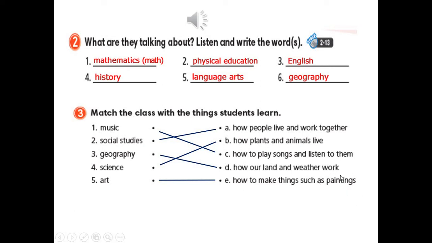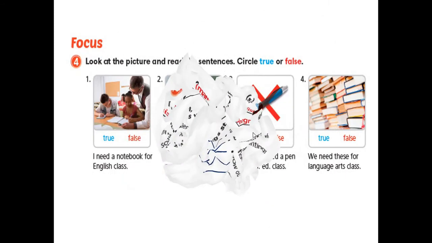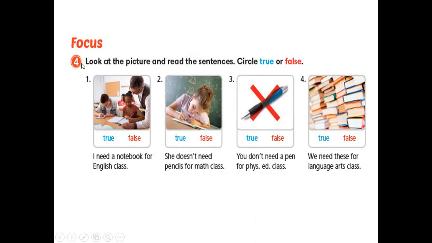Okay, now students, if you have your book, please copy or write everything that you can see on the screen. And let's move on to this exercise. We are already in exercise number 4, and it says here, look at the picture and read the sentences. Circle true if it's correct, false if it is not correct. Okay? Now, look at number 1.